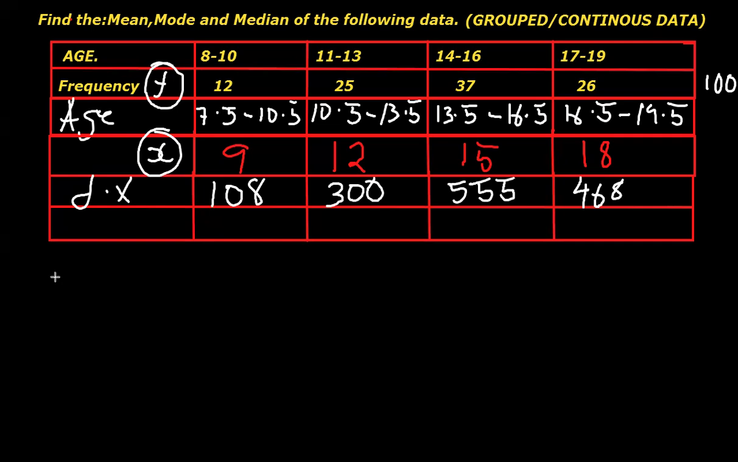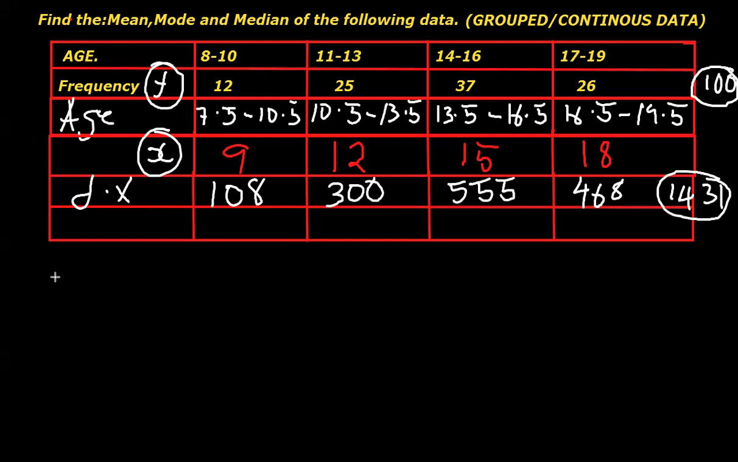Now, what we do now is we get the sum of fx. So quickly, let's add. So 468, we add 555, we add 300, we add 108. So it means then the sum of fx is 1431. This is the sum of fx. This is the sum of f.